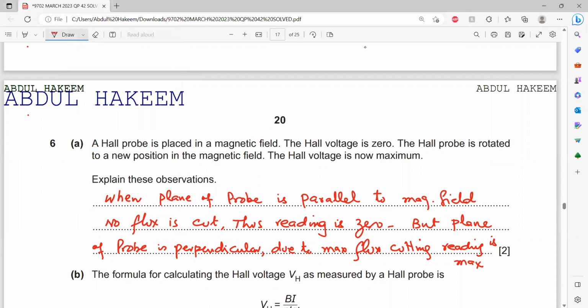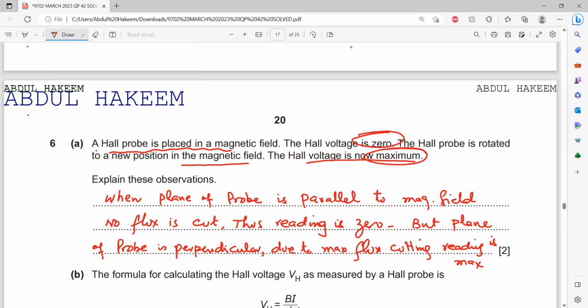The question is, a Hall probe is placed in a magnetic field. The Hall voltage is 0. The Hall probe is rotated to a new position in the magnetic field. The Hall voltage is now maximum. So initially it's 0 and then it becomes maximum. And the question is, explain these observations.